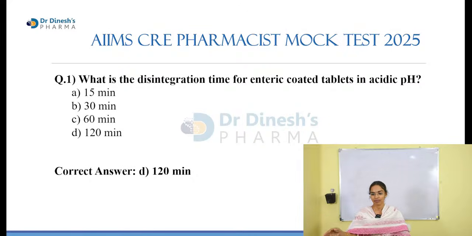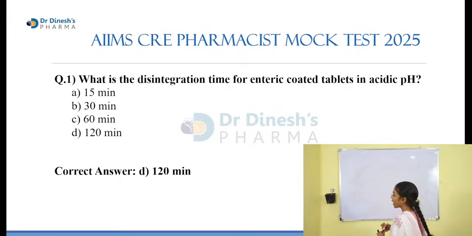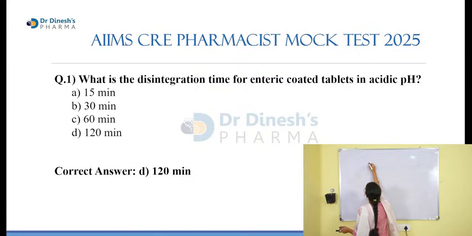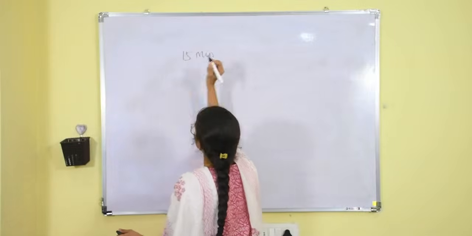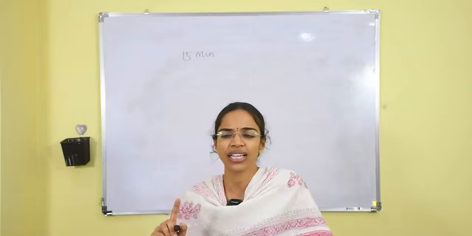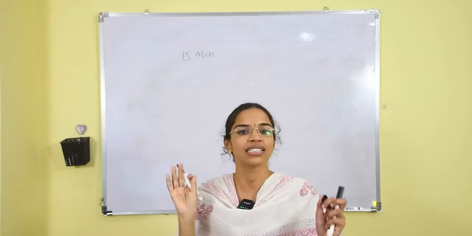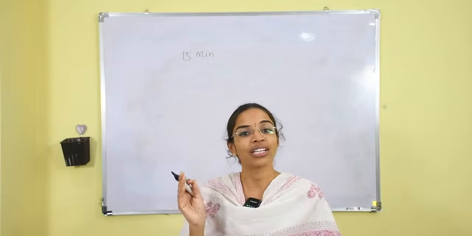Next slide, please. Regarding different tablets, we will see the disintegration times of various tablets. So the first one is uncoated tablets, the tablets which do not have any coating, which we usually call normal tablets. For uncoated tablets, the disintegration time limit according to IP or as per the monograph is 15 minutes. 15 to 30 minutes we can say generally. 15 minutes is the disintegration time for conventional tablets.